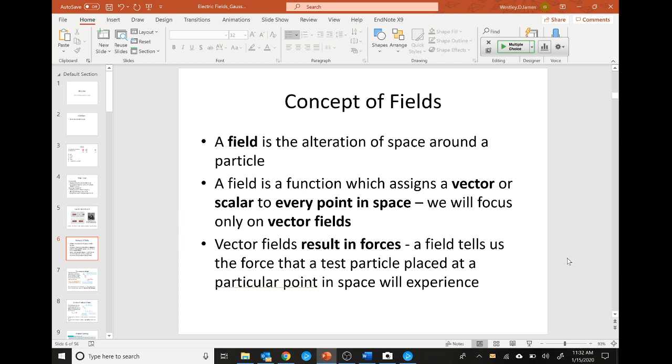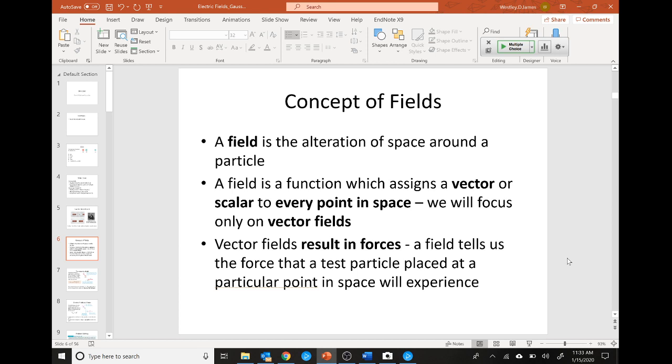In this class, we're just going to do vector fields, and all of these fields are going to result in forces. We talked about the gravitational field resulting in gravitational forces, electric fields in electric forces, magnetic fields in magnetic forces. Each of these fields acts on something different. Gravitational fields act on things with mass. Electric fields act on things with charge. And we'll get to magnetic fields, which act on moving charges.